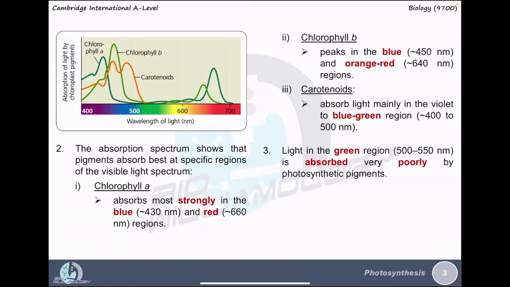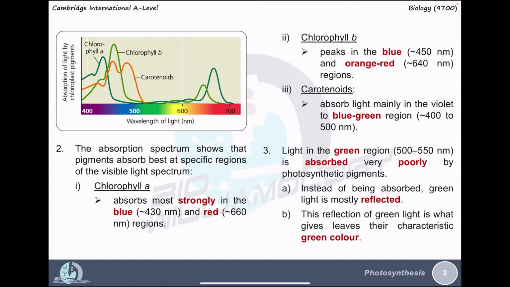However, you can see that the light in the green region, 500 to 550 nanometer up to 600, is absorbed very poorly by the photosynthetic pigment. So instead of being absorbed, the green light is mostly reflected, and this reflection of the light gives them their characteristic green color. So the question here is how we can produce this absorption spectrum.